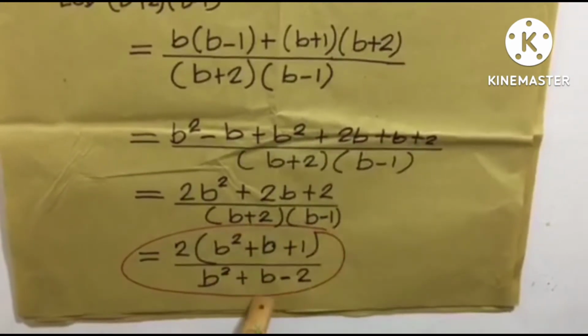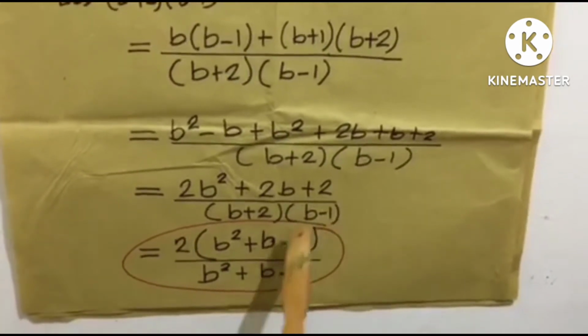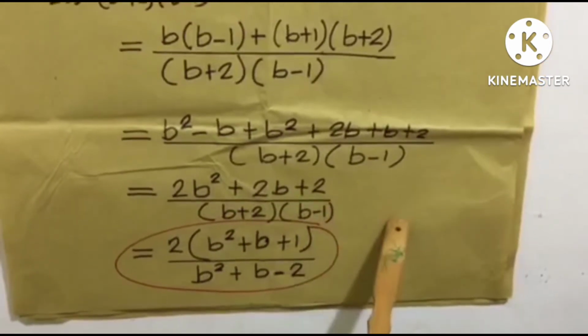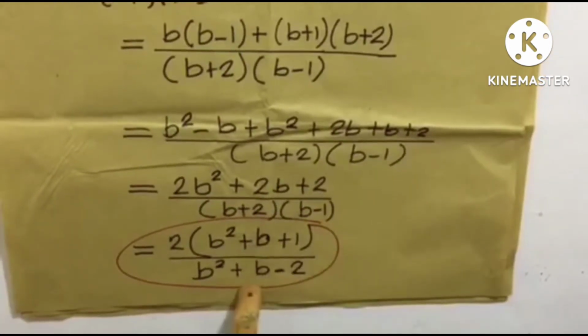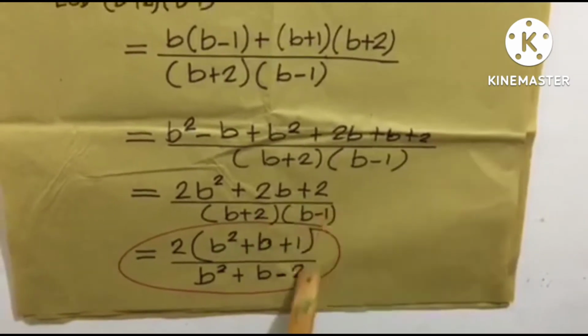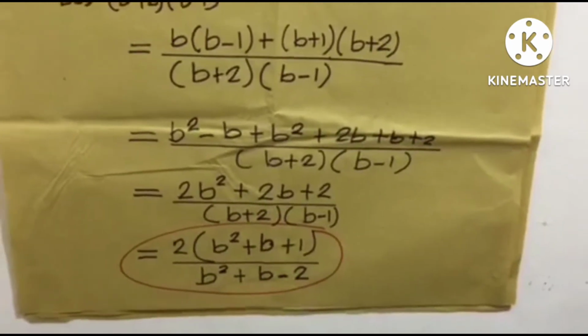b times negative 1 equals, b times b squared, then b times negative 1 equals negative b, positive 2b minus, that's why we have positive b. Then positive 2 times negative 1 equals negative 2. So this will be our final answer.